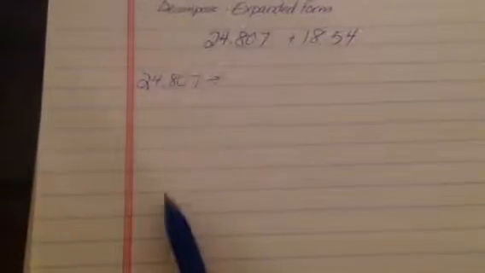Hey guys, I'm ready to make our first video on decomposing numbers in expanded form in order to add these two values. So I have 24 and 807 thousandths plus 18 and 54 hundredths. So the first thing I did was I just wrote down my big number and I'm going to expand it out.